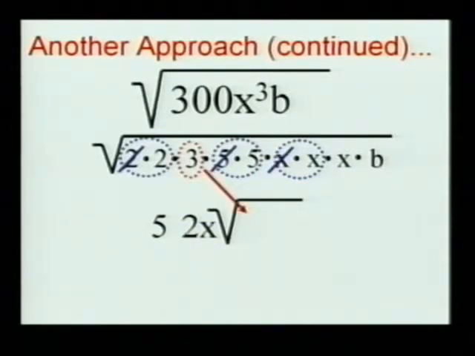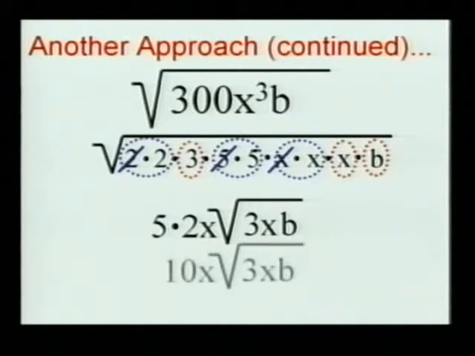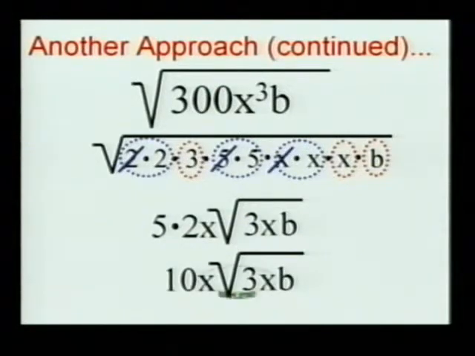3 goes inside. Oh, yes. Oh, what a jip. X goes inside. Oh, yes. Oh, what a jip. And B goes inside. Oh, yes. Oh, what a jip. And multiply what you can. Is that your final answer? Nope. 5 times 2x. Now I've got an answer.